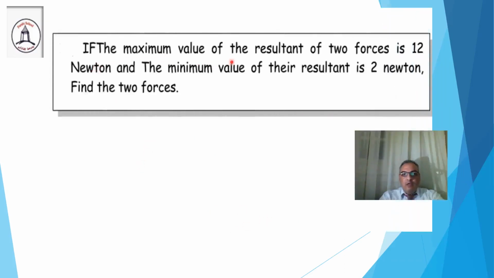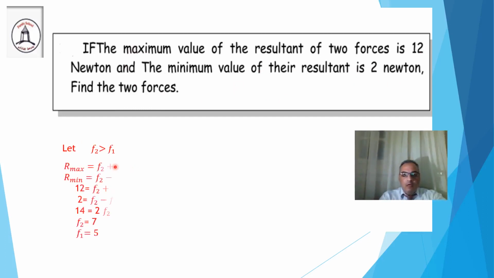If the maximum value of the resultant of two forces is 12 and the minimum value equals 2, find the two forces. So R maximum is 12 Newton and R minimum is 2 Newton. It says find the two forces. Let F2 be more than F1.